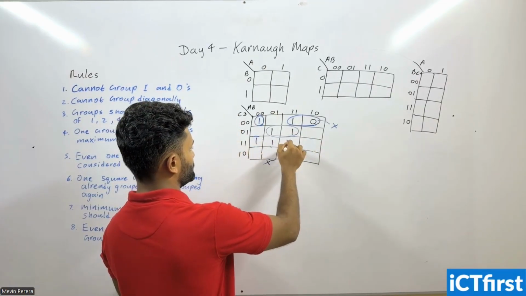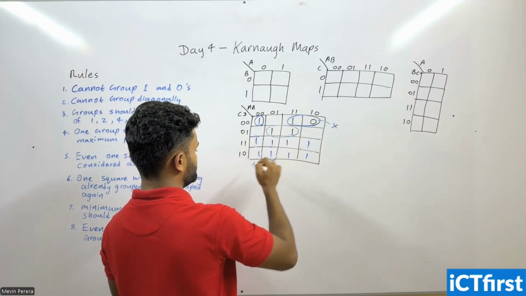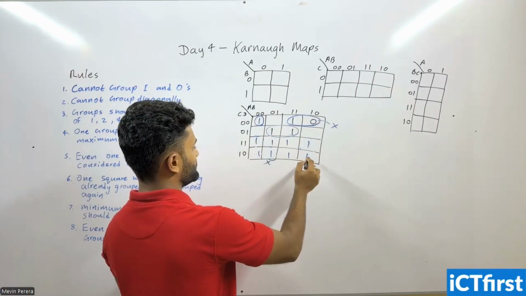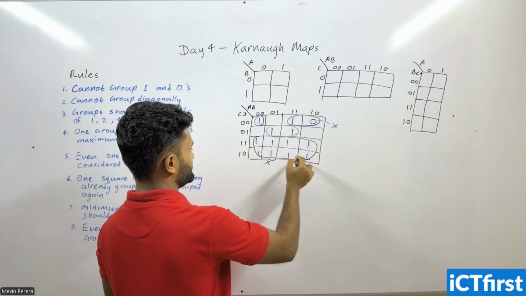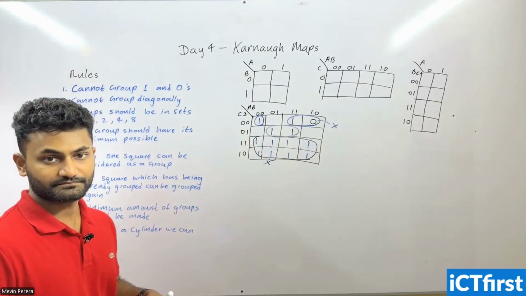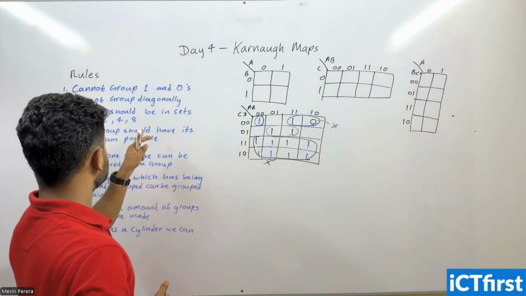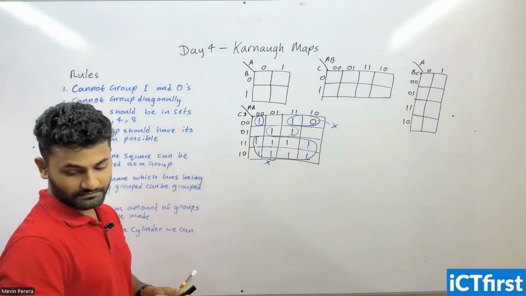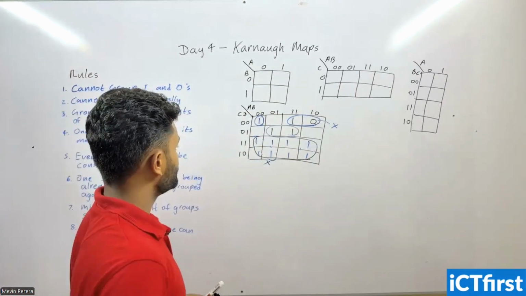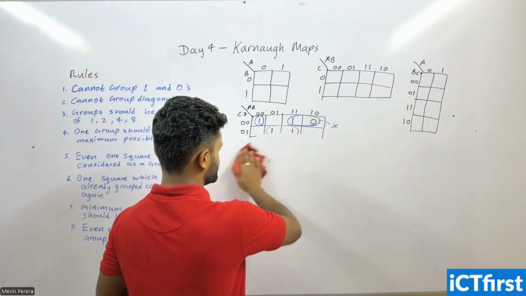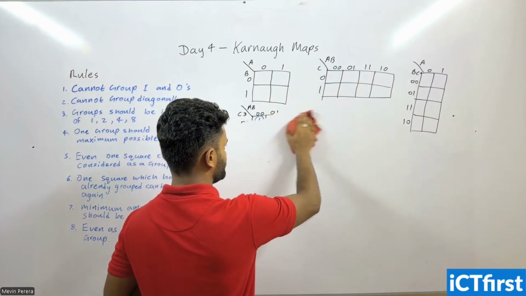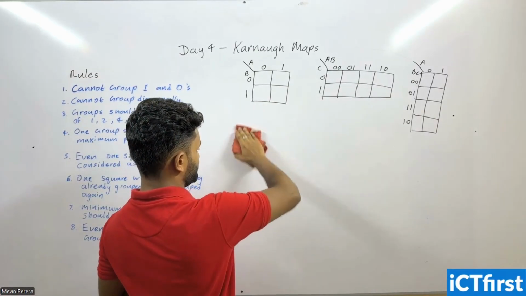Let's say 1 1 1 1 1 1 1 1. So we can group this together. We can group 8 together, right? Then one group should have its maximum possible. Now let me erase this. This looks ugly. Let me draw it once again.